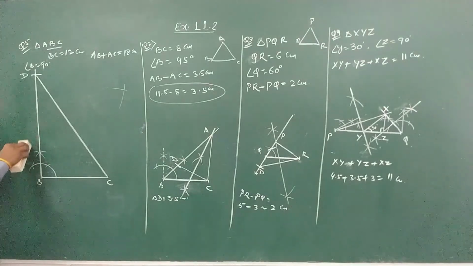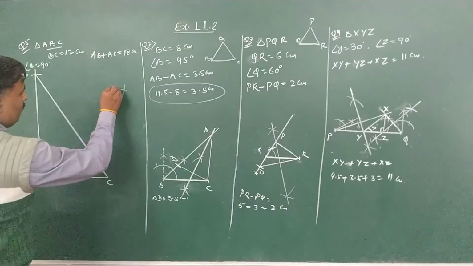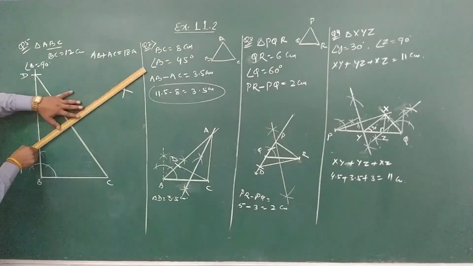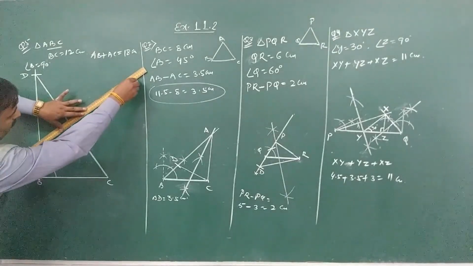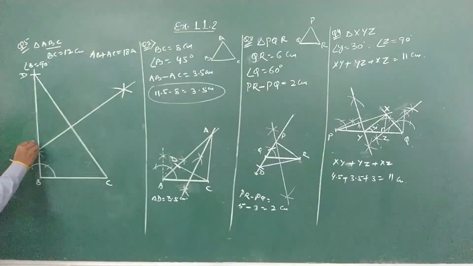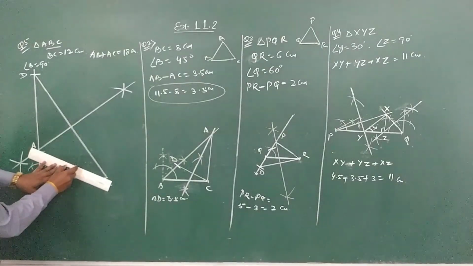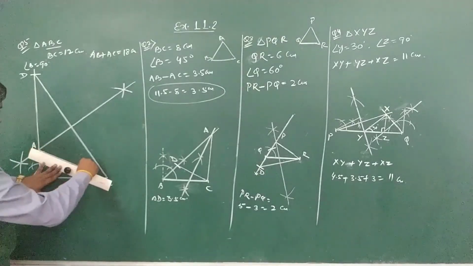Now where that perpendicular bisector intersects, that will be your A point. Now join that perpendicular bisector. Now when we join it, that will be your point A. Now join AC, and this is your required triangle ABC.